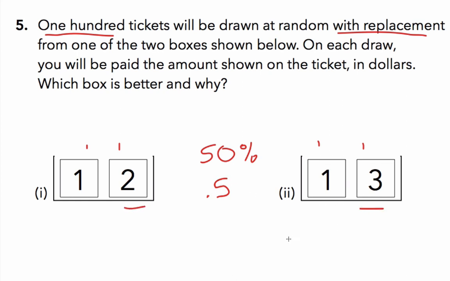So which box is better? Well, since the outcomes are the same, box 2 will pay more on average, since its high-value ticket is worth $1 more than box 1's high-value ticket.